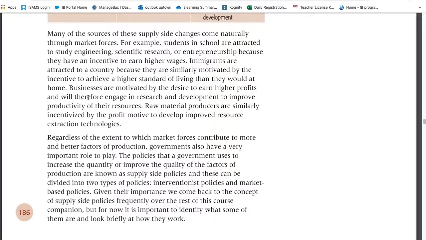So you could probably guess which one is which and which one kind of works with which of the aggregate supply models. But we're going to get into that into a separate video because once again, I'm trying to keep these a bit shorter.